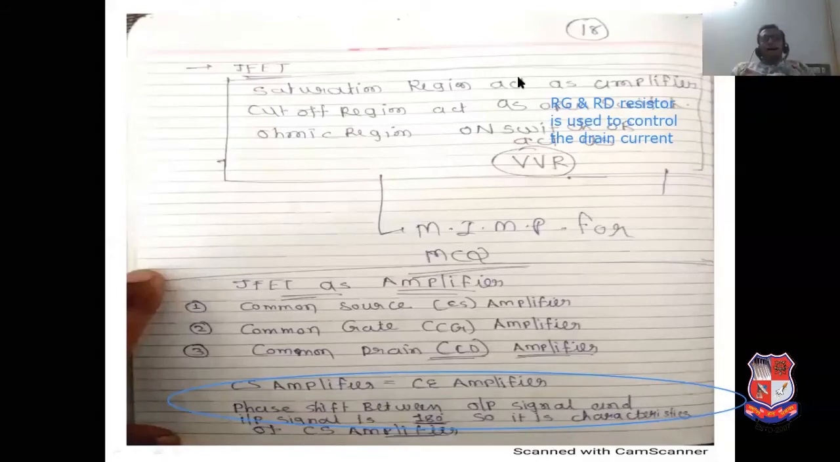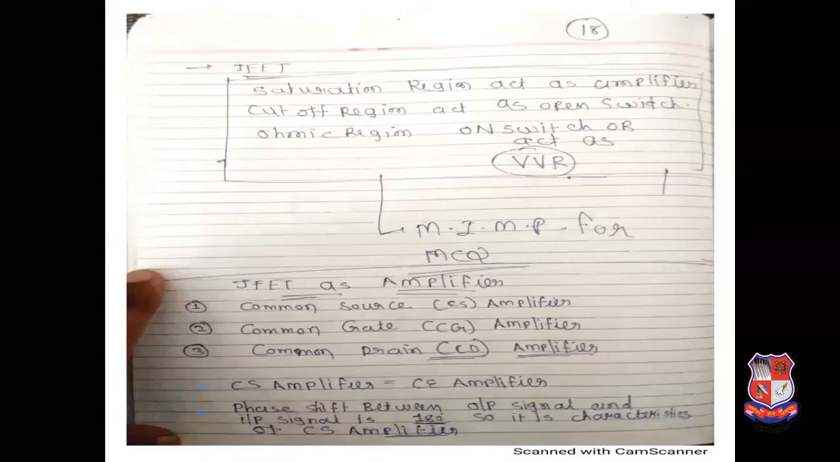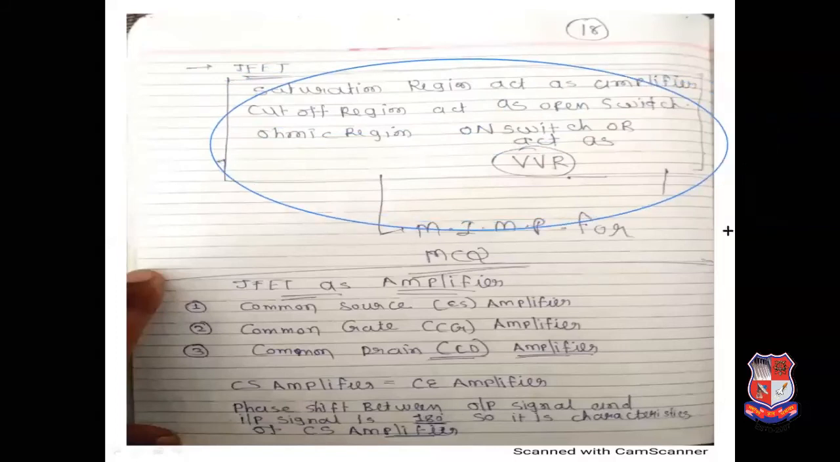You don't need to do it like the transistor, but preparation is a must. So prepare this very carefully. This is the golden statement regarding the JFET; from it, definitely an MCQ will be asked. Saturation region acts as an amplifier. Cutoff region acts as an open switch. Ohmic region acts as a VVR. VVR means voltage variable resistor: delta VDS upon delta ID, simply applying the resistor equation. Again, repeat, it is known as a voltage control device.